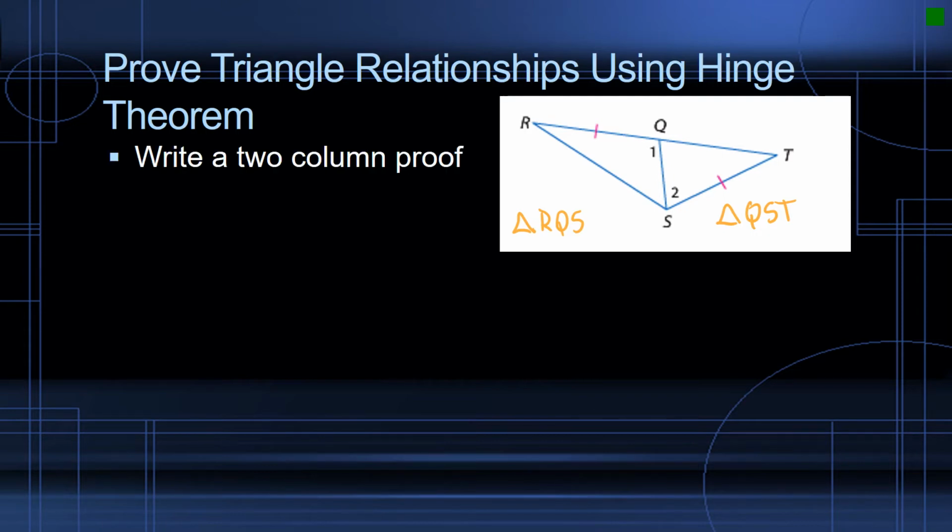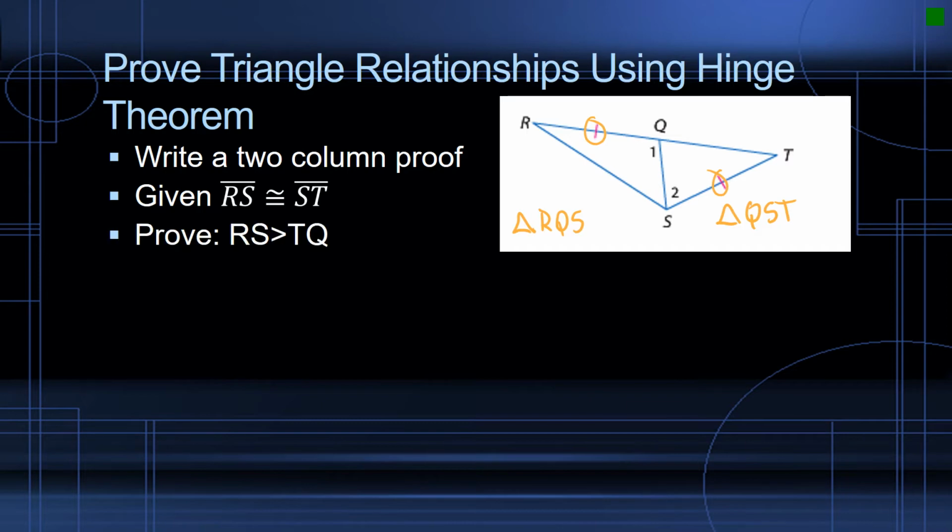All right, so we're going to be writing a two-column proof. So we're given that segment RS is congruent with ST, and we can see that with these congruency marks, right? And we're going to be asked to prove that segment RS is greater than TQ. So we want to prove that this segment is greater than that segment.